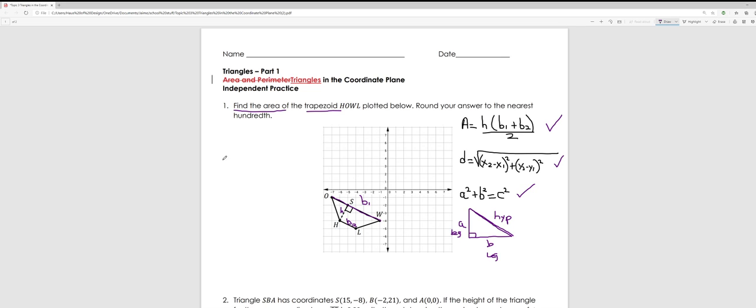So you want to find the distance for OW, the distance for HL, and the distance for the height, which is HS. Again, you can use the distance formula or you can use the Pythagorean theorem. Some of you cannot visualize or cannot make those right triangles. If you cannot do that, then go ahead and get the coordinate points.